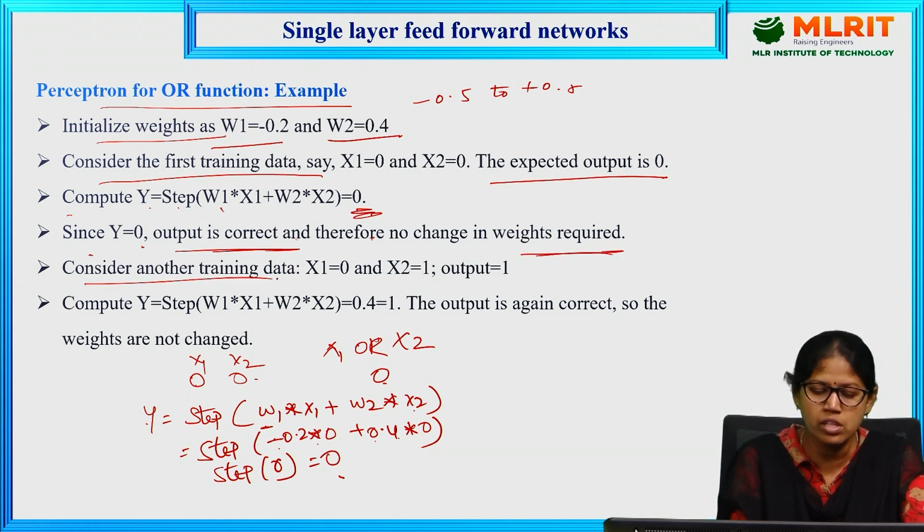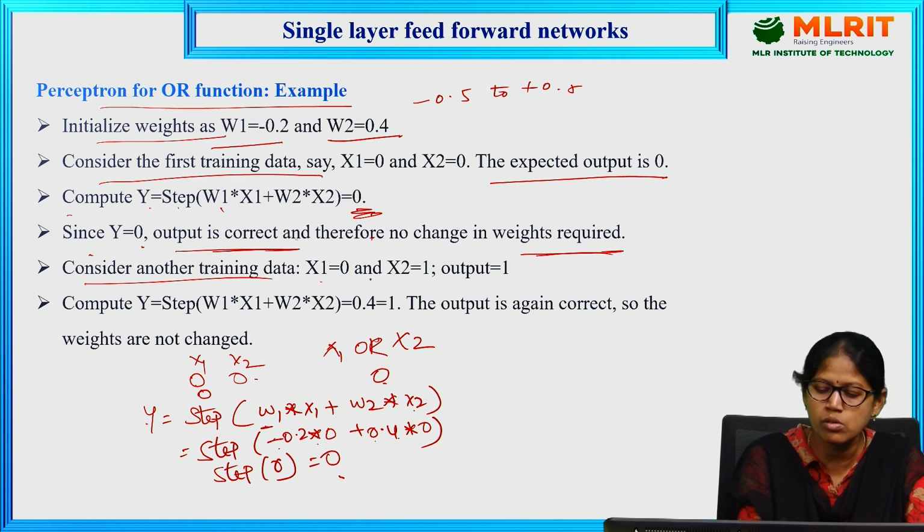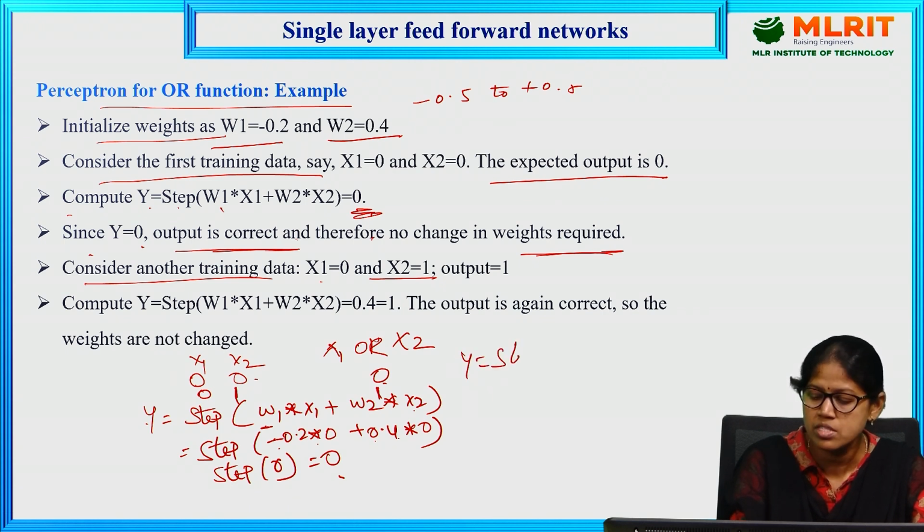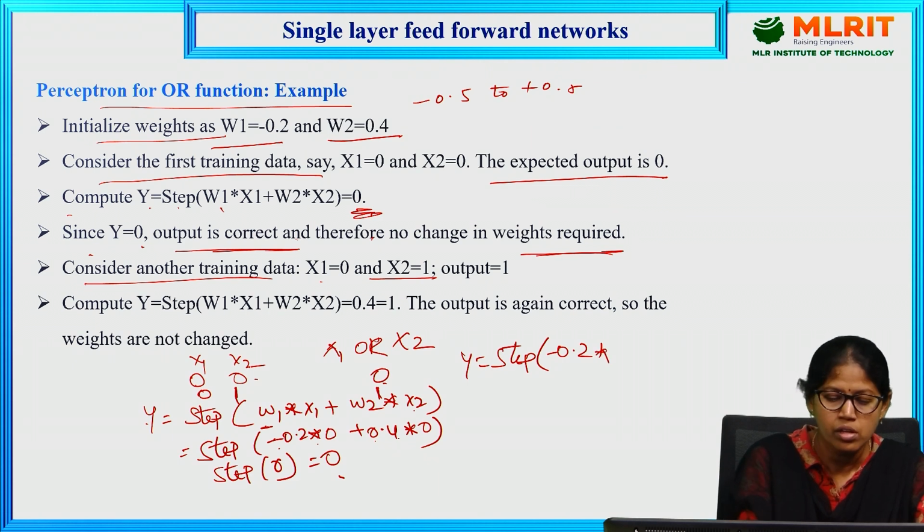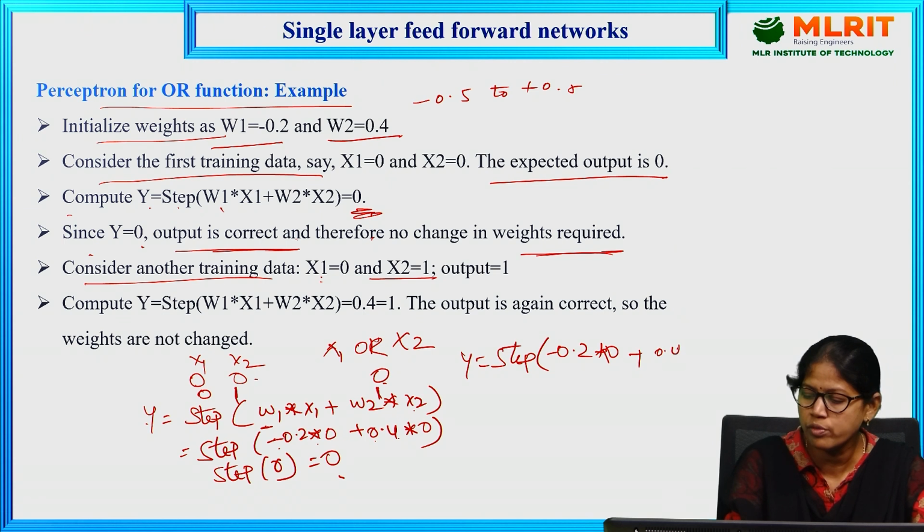Next, consider another training data: x1 equal to 0, x2 equal to 1, and expected output equal to 1. Let's again compute the same. Y equal to step of W1, -0.2, into x1 equal to 0, plus 0.4 into x2 value 1. Step of -0.2 into 0 plus 0.4 into 1 equals 0.4.